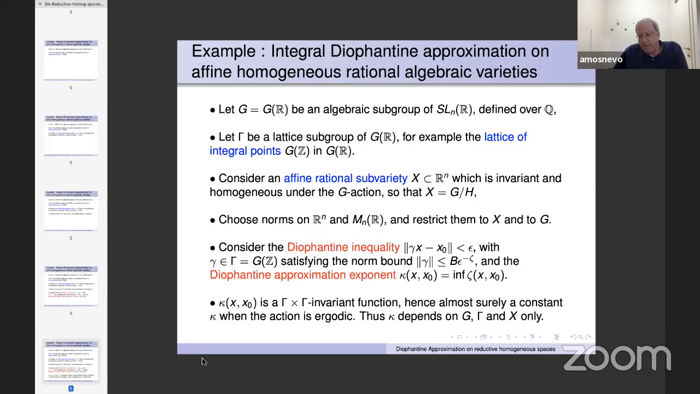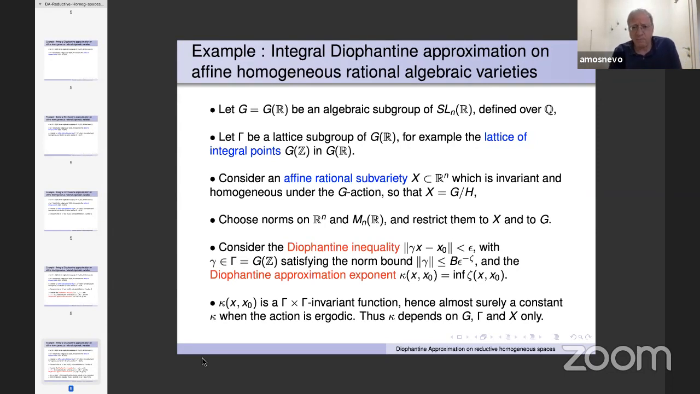which, if we establish that it is the exponent, then we have what one might call the almost sure Diophantine approximation exponent on this variety.